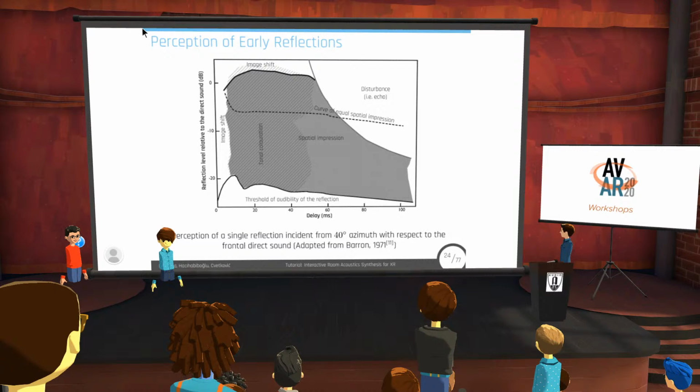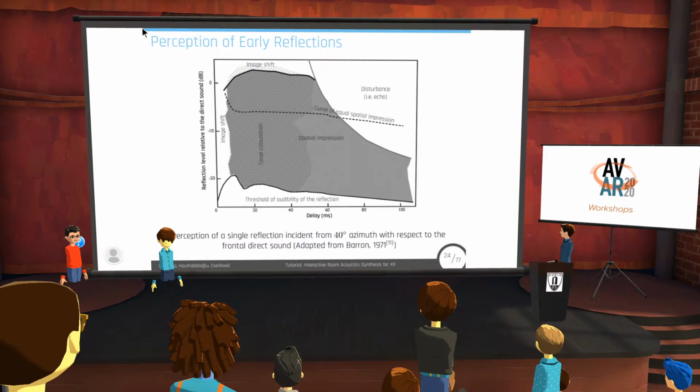Then you can see that for a range of delays and levels, the reflection will be inaudible. So any reflection within this region will not even be registered by the auditory system. It will have no effect whatsoever. However, above this threshold, the early reflection changes the perceived spatial impression of the sound field. For a range of delays and levels, the early reflection is perceived as a disturbance in the form of an echo. So that is when you have a large delay and a large level with respect to the direct sound. So in general, the higher the delay, the lower its level should be to not cause any disturbance.